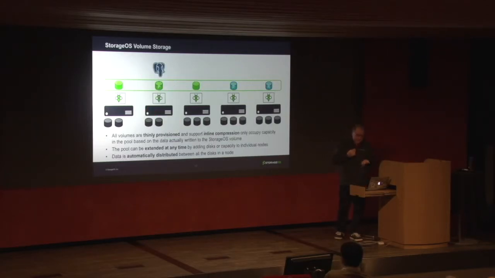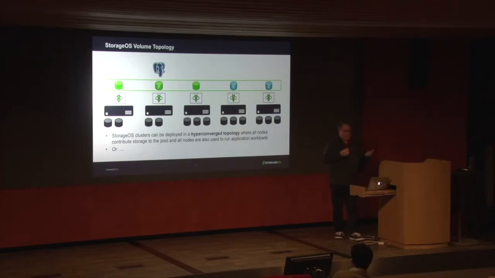All the volumes are thinly provisioned, so we only use the amount of space on the back end that you actually put into the volume. So for example, you could have 10 gig worth of disks, but create a 1 terabyte volume, and you just use the backend disk as you fill the volume. One of the advantages of this is that you can provision, for example, cloud storage as you go, because you can extend the pool by just adding additional disks into the pool dynamically, and we will automatically distribute the data across the different nodes in the pool.